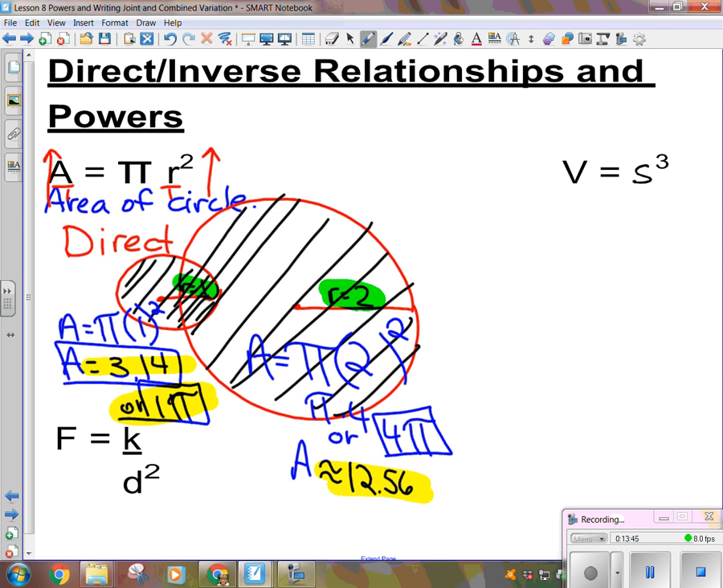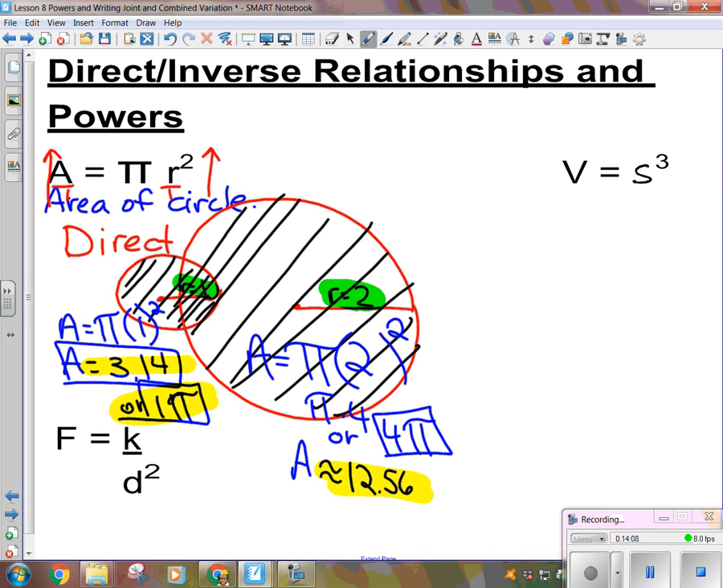My point is this. When you have a formula with a power, if one variable goes up, the other one goes up too, but it goes up at a faster rate. Because when you square something, it makes it grow faster. Is everybody good with that? Okay. That was the first point I want to get across. We're going to stop with this.